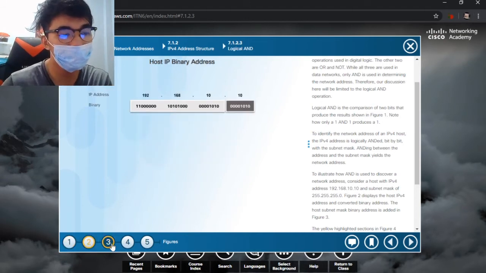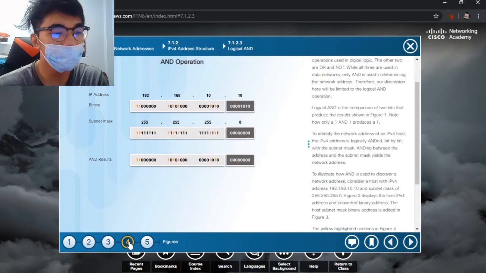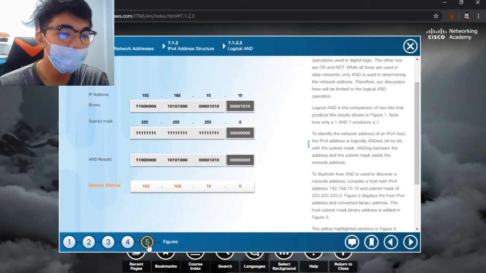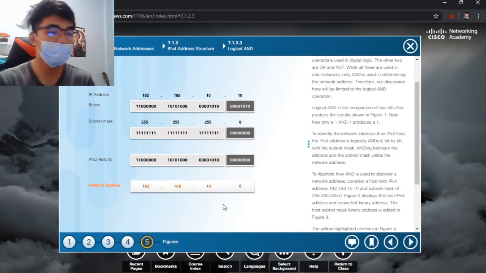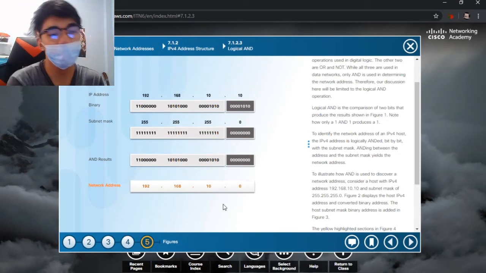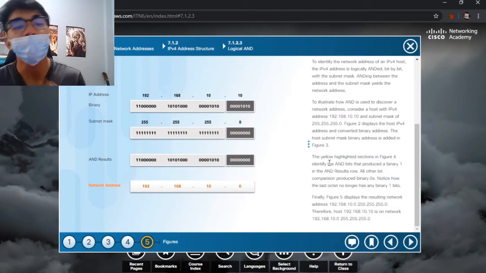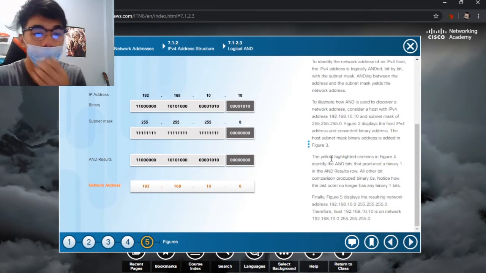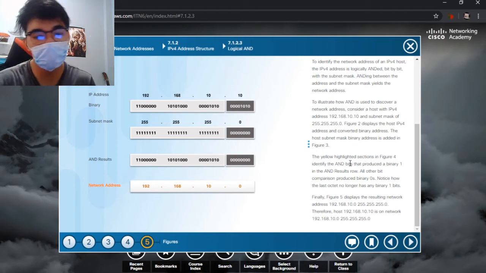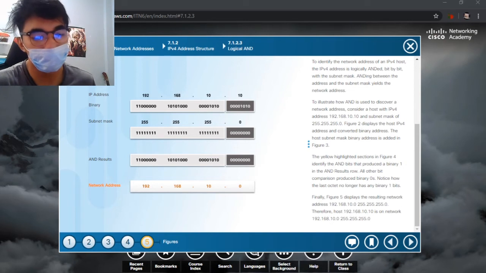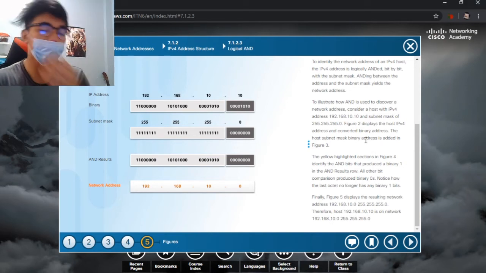Then as you can see in here, the subnet mask, and as you can see 1 1, then 0 0 because there's a 0 in here. So you can see the network address is 192.168.10.0. Then the yellow highlighted section in figure 4 identifies the AND bit that produces binary 1 in the AND result row and some other stuff. So let's proceed.